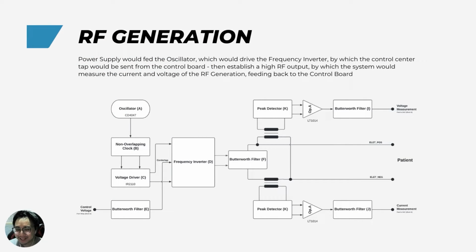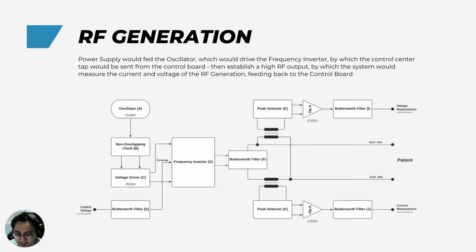Now for the big part. It all begins with a stable oscillator chip, which would be generating the required radio frequency for ablation. This is fed through the non-overlapping clock. This is done to prevent the square wave of the oscillator from becoming a trapezoidal wave. The voltage driver would then be applied to drive the signal with enough current. This is then fed into the frequency inverter. Note that the center tap of this is controlled by the power control board. This is done so that the system can be controlled and adjusted accordingly.